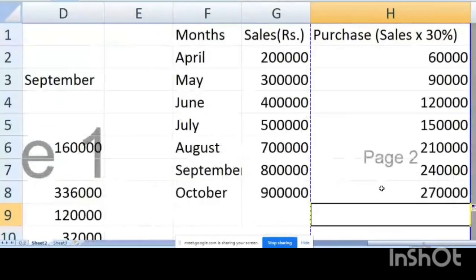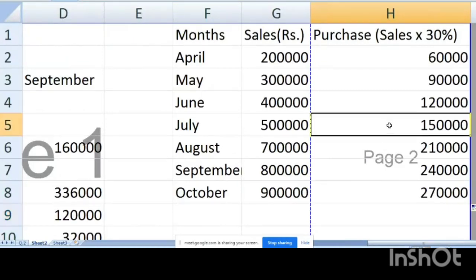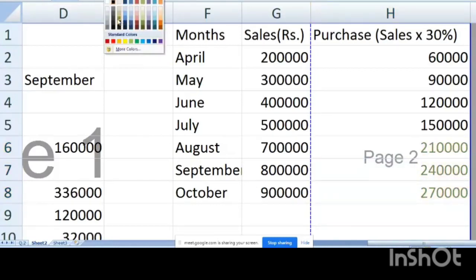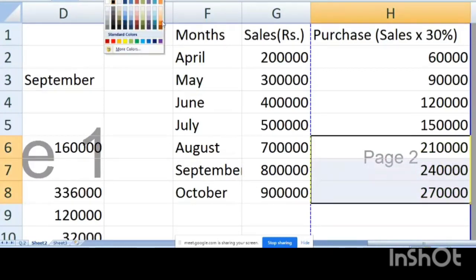Purchase is made 1 month before, but in cash. So in July month, we purchase for August, but in cash. In July, we purchase for August. In August, we purchase for September. And in September, we purchase for October. So these are the three purchases. Okay. And these three purchase, we will show.